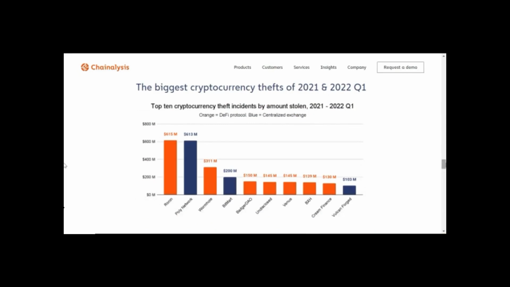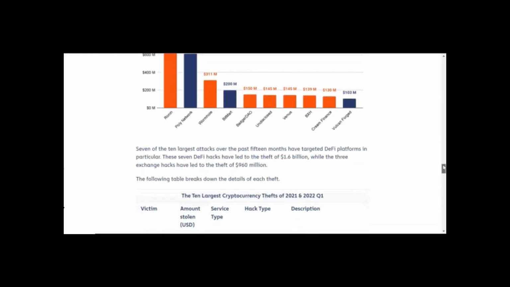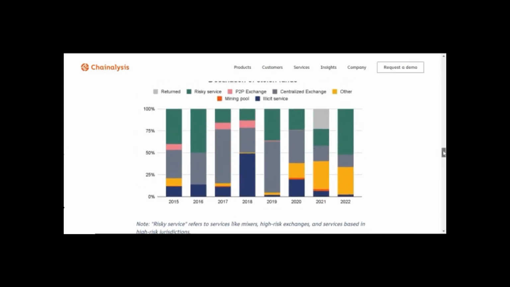Here we have the biggest cryptocurrency thefts from 2021 and 2022. You can see the different platforms that have been hacked. We have Poly Network, we have Bitmart, we have BetterDAO, and we have Venus. You can see all these platforms. And also in 2022, we can add the Binance breach, because the Binance breach was hacked in 2020. It's really important to understand that.